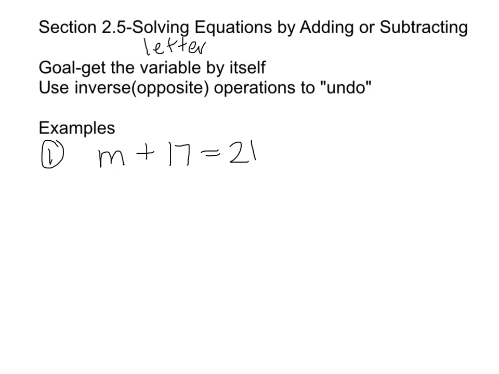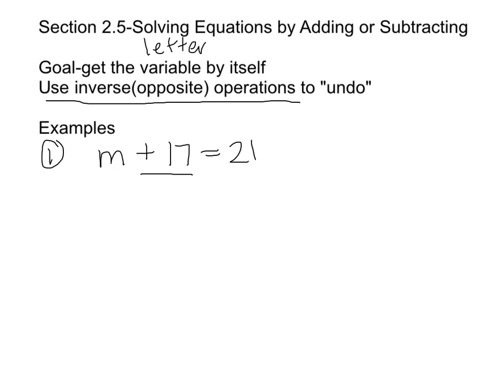So our first one is m plus 17 equals 21. What I need to do is get rid of this positive 17 here so that I can get m all by itself. My second goal up here said use the inverse or the opposite operations. Remember, our operations are adding, subtracting, multiplying, and dividing. In this case we are adding, so the opposite of adding is subtracting. We've talked about that a lot.